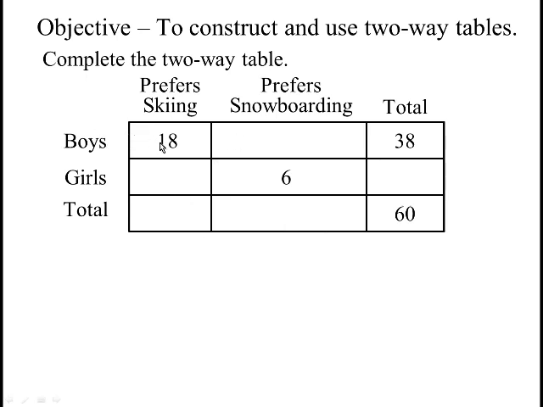Like boys that prefer skiing is 18 and the total is 38, so the snowboarding must be 20 because 38 minus 18 is 20. And then if 20 boys prefer snowboarding and 6 girls prefer snowboarding, that's a total of 26. And now we can back into the total number of people that prefer skiing by subtracting 26 from 60. So that gives you 34. Now you can figure out the number of girls.